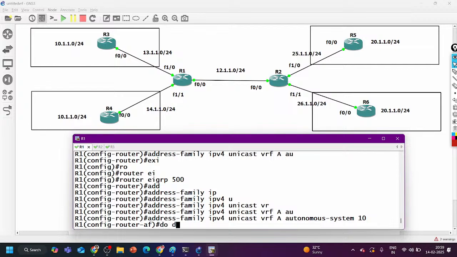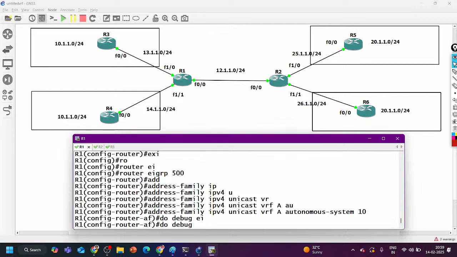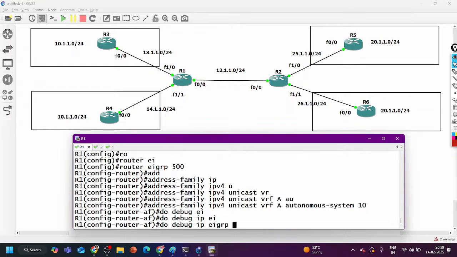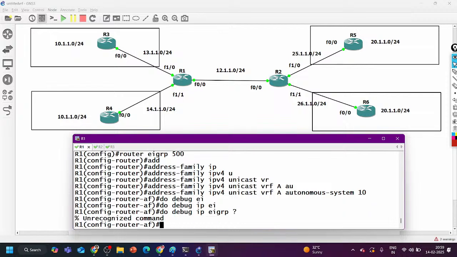Sir, I have one question. So we need not mention router EIGRP, just directly mention address family? That's it: router EIGRP 500, address family IPv4 unicast VRF and then the autonomous system number. Sir, what is the use of unicast there? There are three different types of traffic: unicast, multicast, and broadcast. So I have enabled EIGRP for VRFA for unicast traffic.